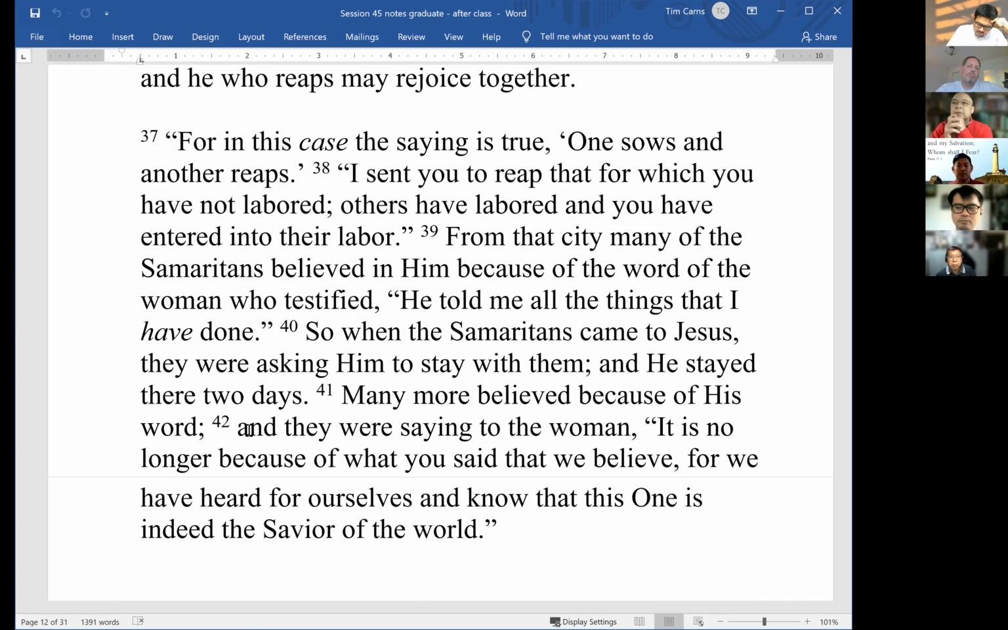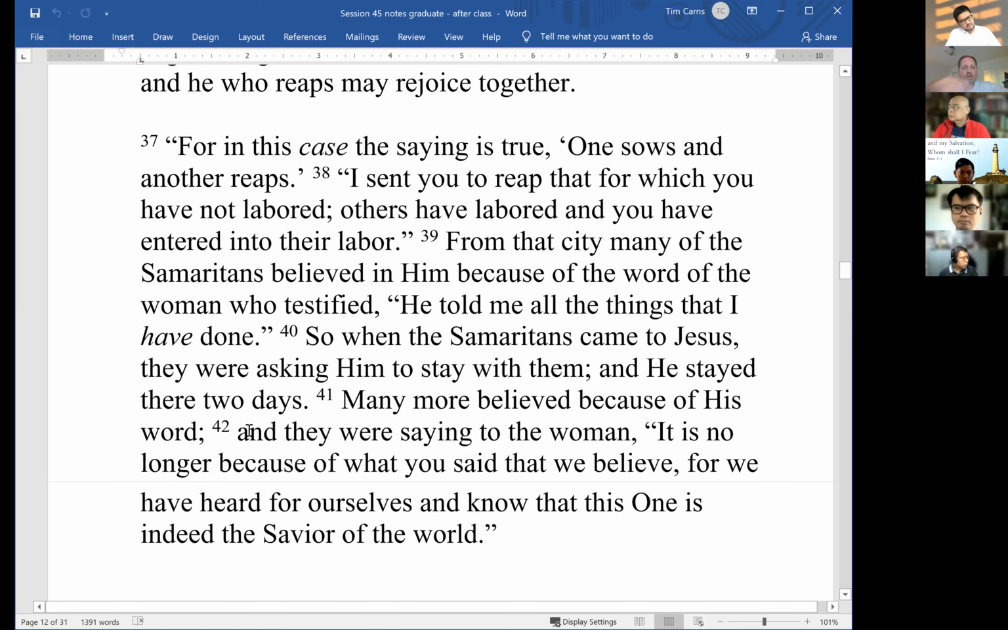So when the Samaritans came to Jesus, they were asking him to stay with them, and he stayed there 2 days. Many more believed because of his word, and they were saying to the woman, "It is no longer because of what you said that we believe, for we have heard for ourselves and know that this is indeed the Savior of the world."